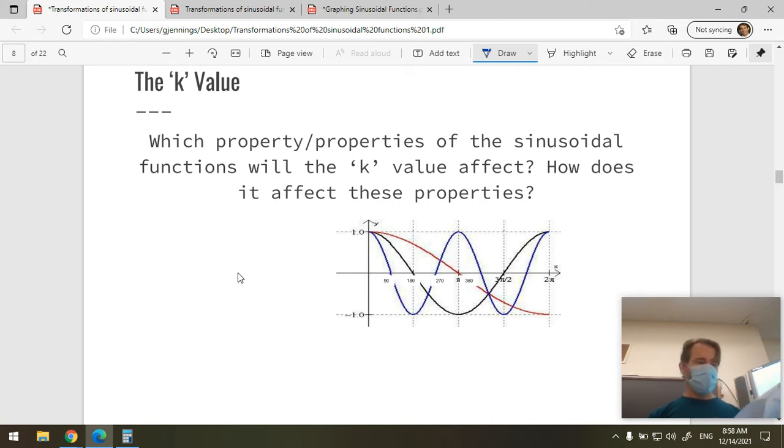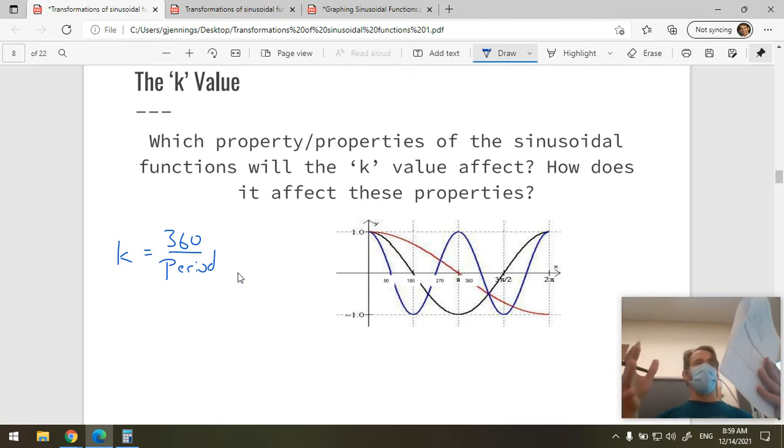The k value is going to affect our period, and the formula that you can use, k is equal to 360 over the period. This is how you can change the period of your functions. So if the bike is going faster, that means the rock goes up and down quicker, and we need k to be larger. So you're going to divide 360 by how fast it's going to go up and down, and that's going to give you your period. So that's going to give you your k value.